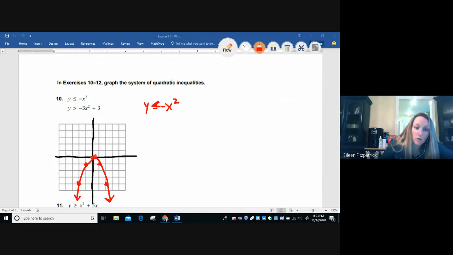And if I go to the y-intercept and I read this portion of the inequality, it says y is less. Where are the y values less? Up or down? They're less if you move down, so you would shade this region here. Okay. Now the other parabola is y is greater than negative 3x squared plus 3.